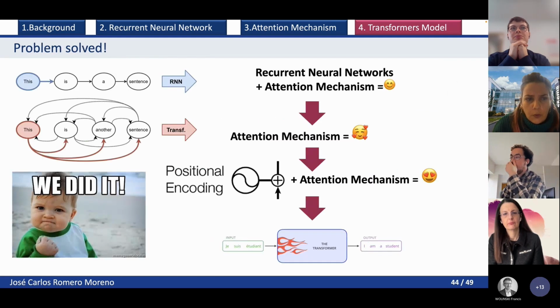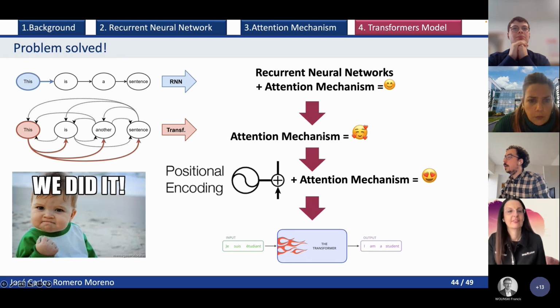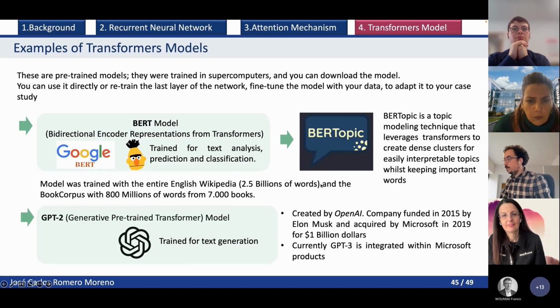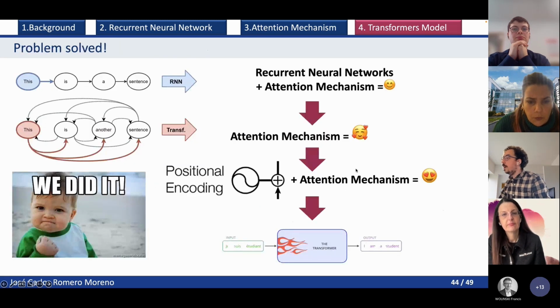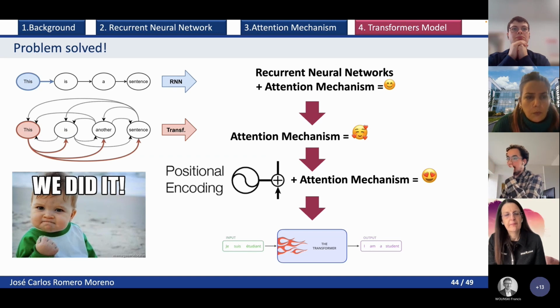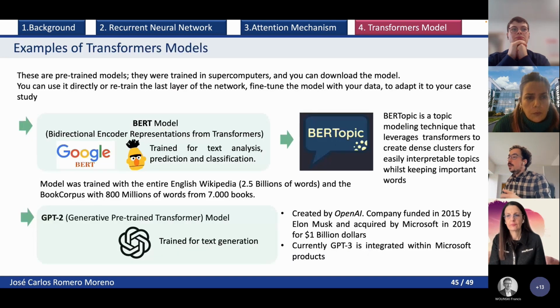So how do they solve the problem? Basically, what the transformer needs is the great combination of the attention mechanism with this positional encoding. These two techniques together are what made it possible for the transformer to achieve all of these developments. So basically, this is the general idea.